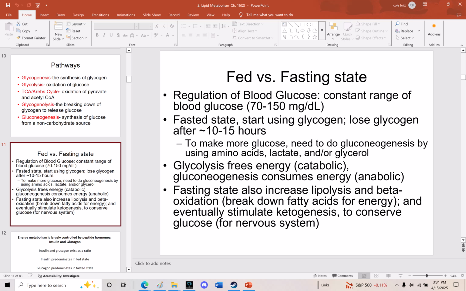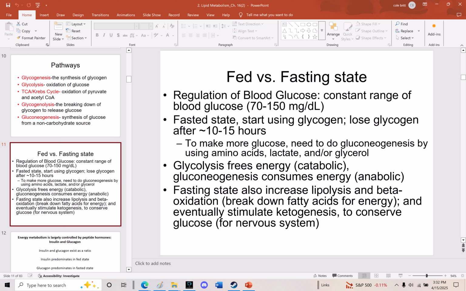So remember, glycolysis frees energy, it's catabolic. Gluconeogenesis consumes energy, so it's anabolic. So the fasting state will increase lipolysis. So if you are fasted, you are going to be doing a lot more lipid breakdown. So lipolysis versus beta oxidation.